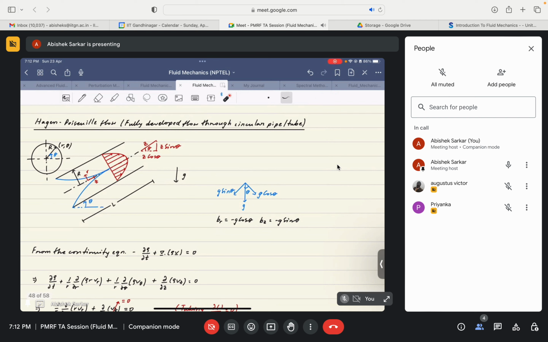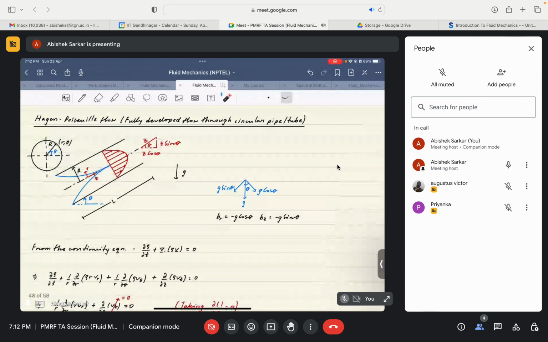Similar to plane Poiseuille flow, fully developed pipe flow or Hagen-Poiseuille flow is also an internal flow. That is, the entire duct or geometry is filled by the fluid, and that is how the flow is generated. And basically these pipe flows are pressure driven flows.